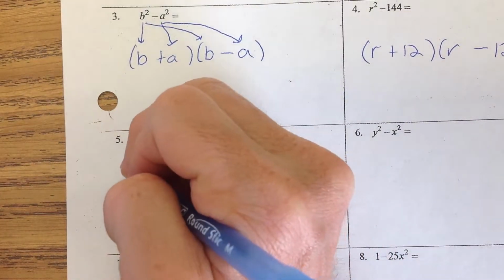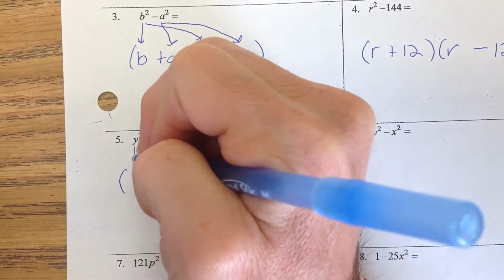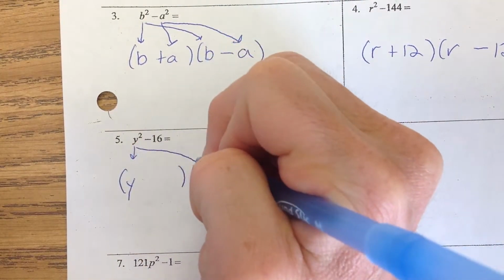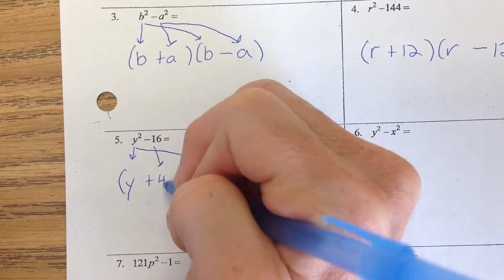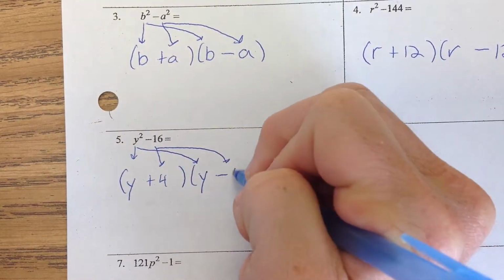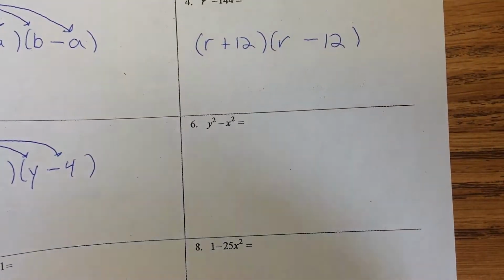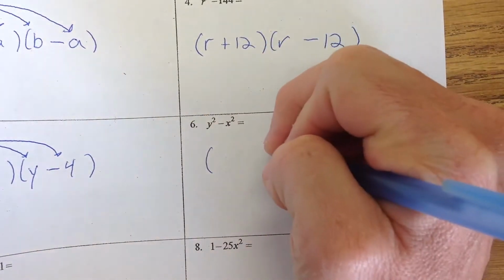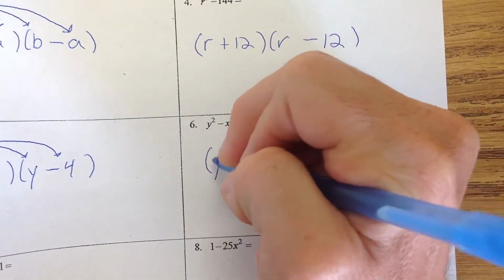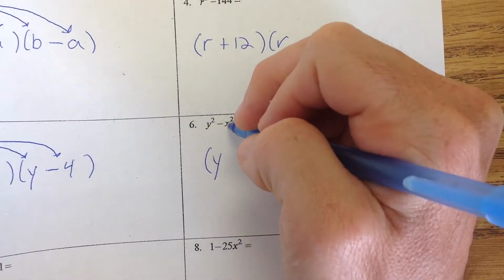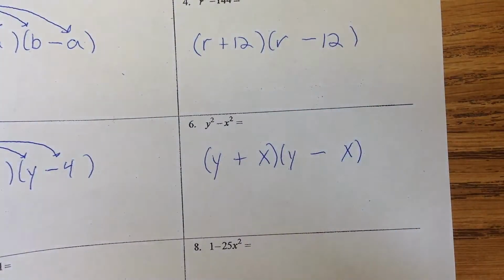Again, once you get used to these, they're really not that bad. So this is just going to be y and y. This is just going to be a plus 4 and a minus 4. Number 6 here, again, is one where we just have letters, so those are almost easier because you don't even have to worry about figuring out the numbers. Y squared is just y times y. X squared is just x times x, and again we need one positive and one negative.